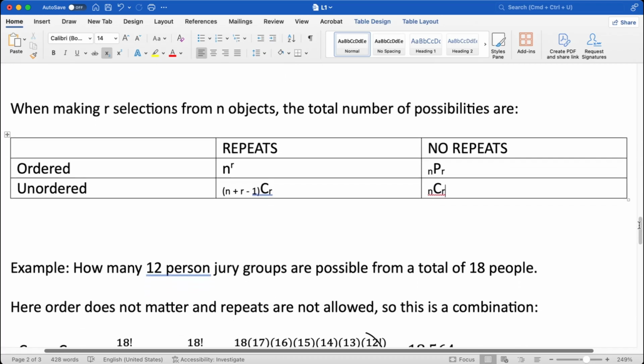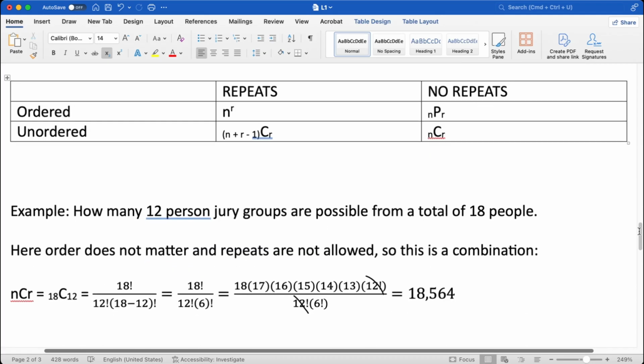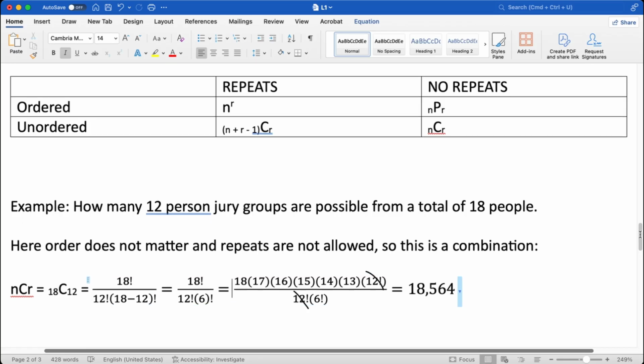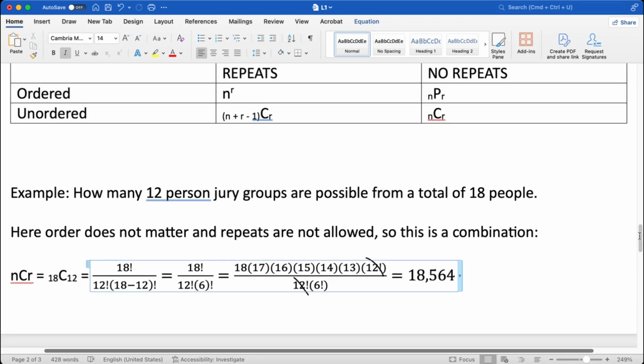It would be 18C12, which is 18 factorial divided by 12 factorial times (18 minus 12) factorial, which is 6 factorial. Notice the cancellation here. We're comparing 18 factorial and 12 factorial. We're left with 18 down to 13, as well as the extra 6 factorial. But the 12 factorial does cancel out. And that leaves us with 18,564 possible combinations in this situation.